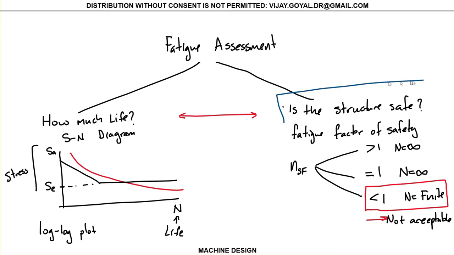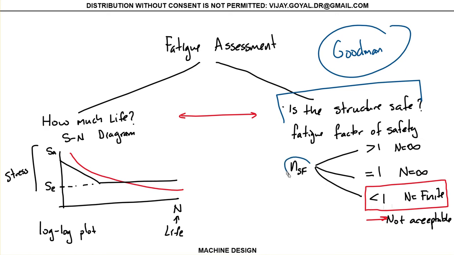Okay. So this was the Goodman theory, mainly Goodman. I'll sometimes use the Gerber theory as well, but this is the most typical one. And that basically tells us if it is bigger than one, it is infinite life; equal to one, finite infinite life; less than one is finite life. And note that this fatigue factor of safety does not represent failure. Okay, it only represents if I have enough life for the structure.